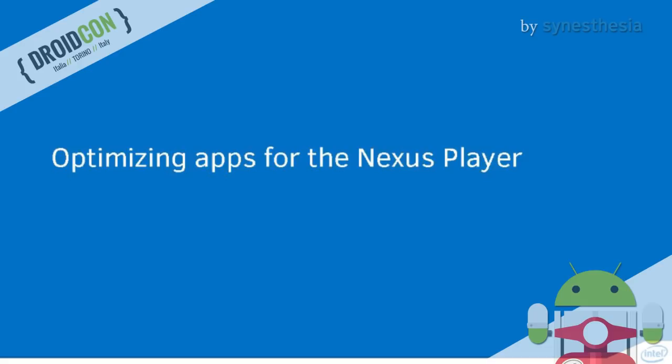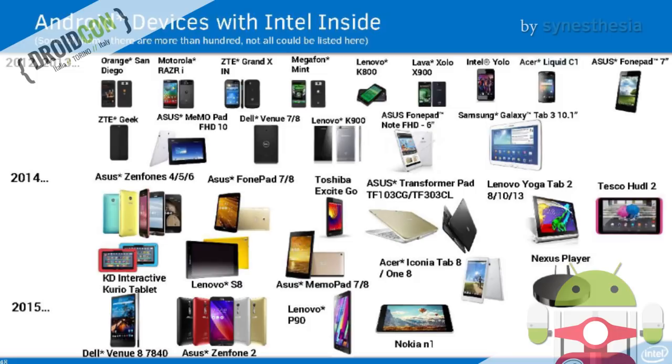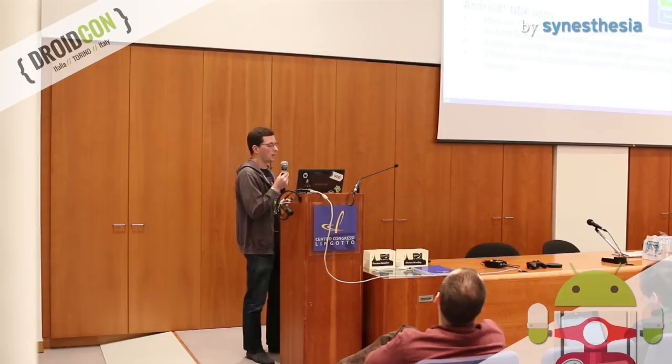So there are some extra steps for optimization, if you're interested in that. Since I'm working for Intel, I had to put this slide. There are Android devices with Intel chips inside, since 2012, or even before with Google TV, 2011, but I say it wasn't really Android. And now we've got many, including the Nexus Player. So even if you have binaries inside your applications that have been compiled only for ARM, that can happen, they will still run on all these devices because we've got a compatibility layer that does translation during runtime.